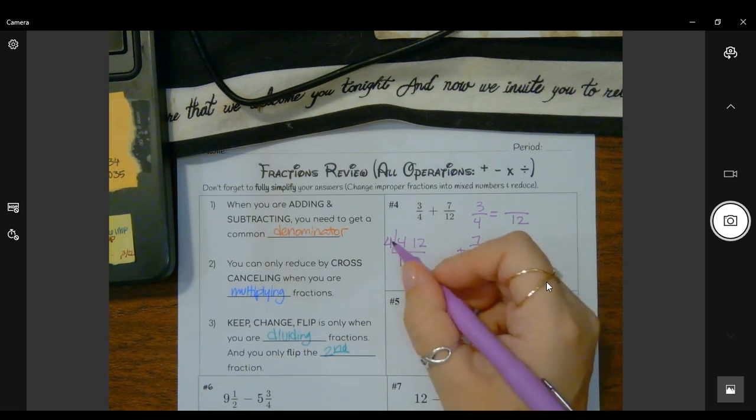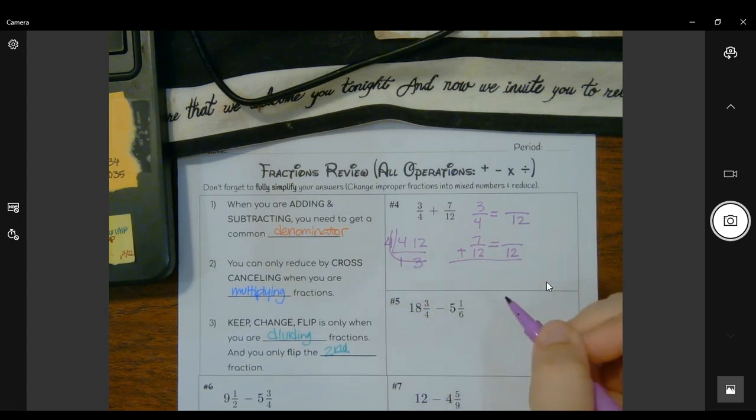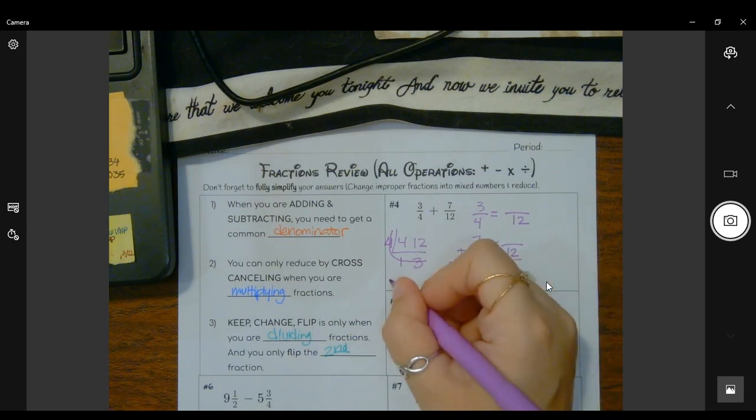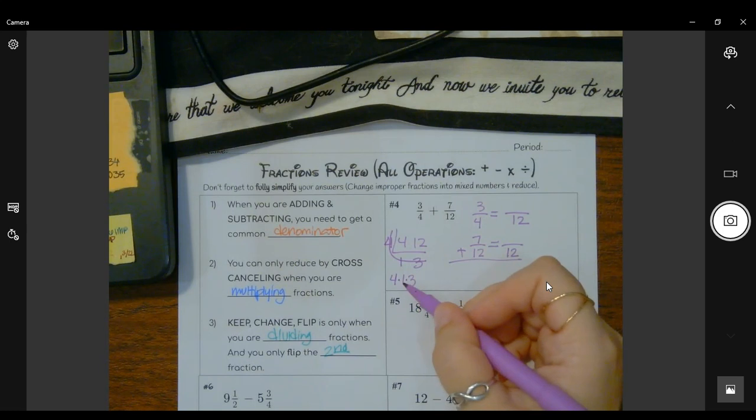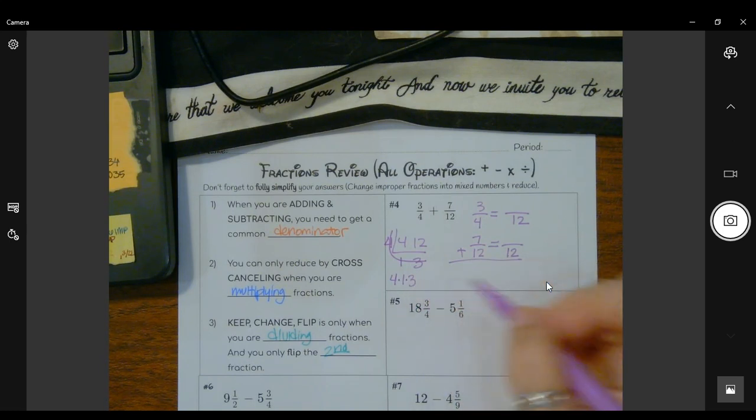4 times what is 12? 3. You can't go any more, so multiply all the numbers in the L for LCM along the outside, and you have 4 times 1 times 3. 4 times 1 is 4. 4 times 3 gives me that LCM of 12. So you can always fall back on this if you can't find the common denominator in your head.